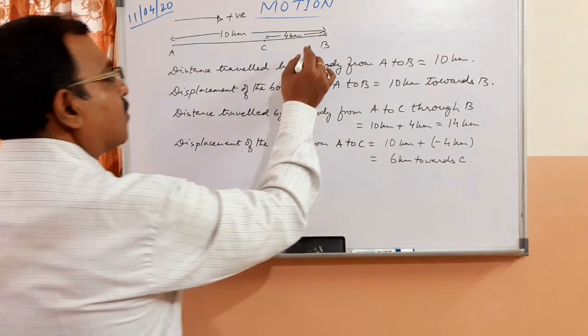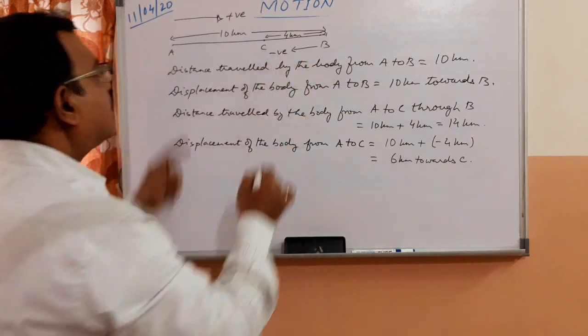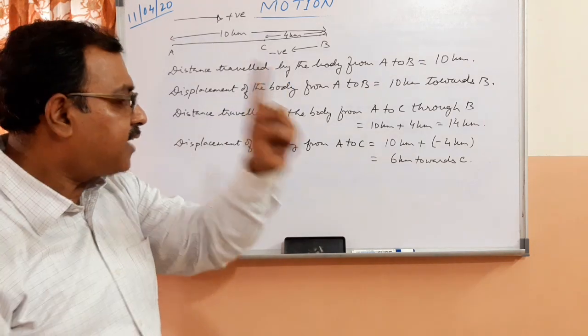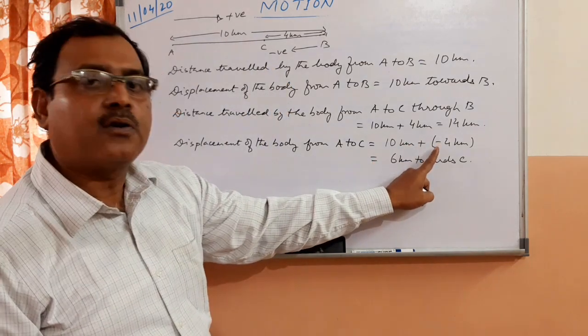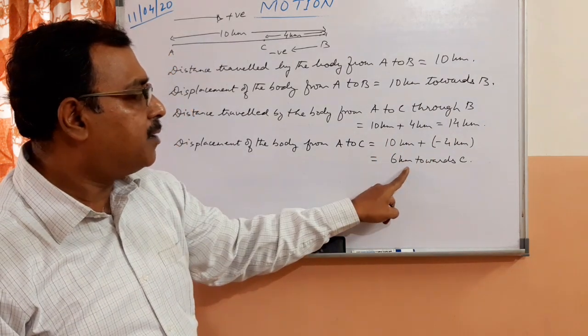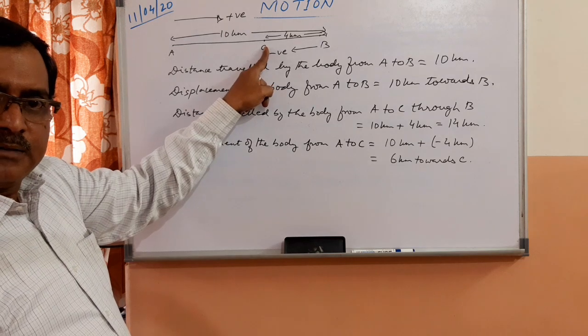Why? Because now the body moves from B to C, which is in a direction opposite to that from A to B. Hence the direction is taken as negative. For that reason, this negative sign has been put in front of 4 km. So if you add this, it comes to 6 km and again towards C. Clear?